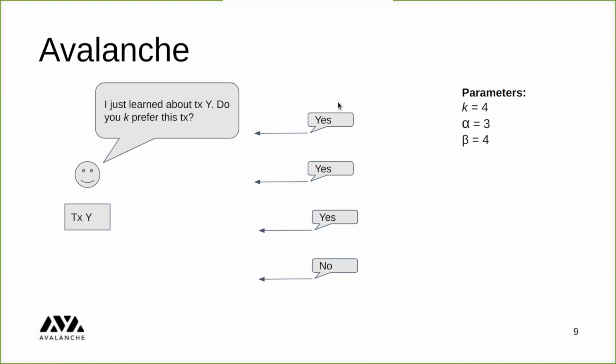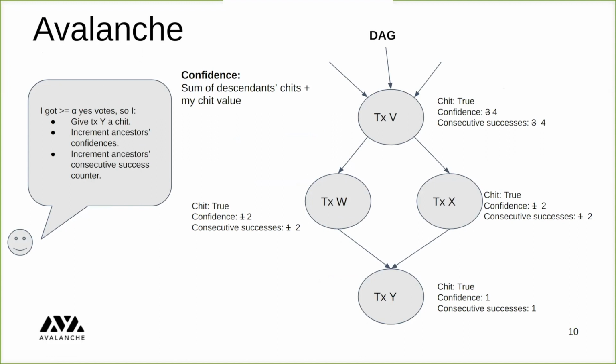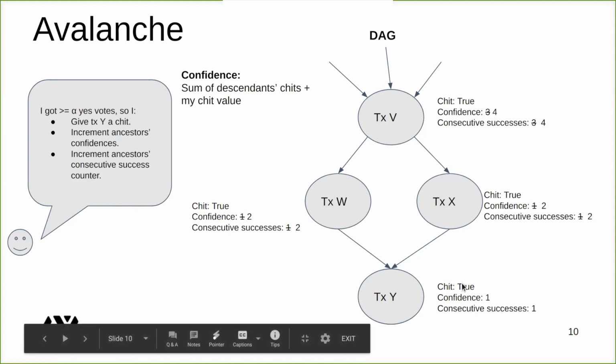responses. So now we're going to update the DAG, which is this data structure that we have locally. And I know there's a lot here, but I'll break it down. So if you get an alpha majority yes response for a transaction, you give that transaction what we call a chit. A chit is just a Boolean or a 1 or a 0, if you want to think of it that way, that says, when I queried the network about this transaction, an alpha majority said that they preferred it. So transaction Y here, we give it a chit.